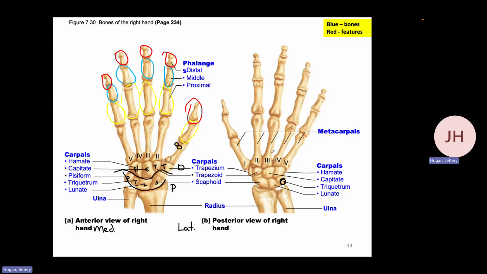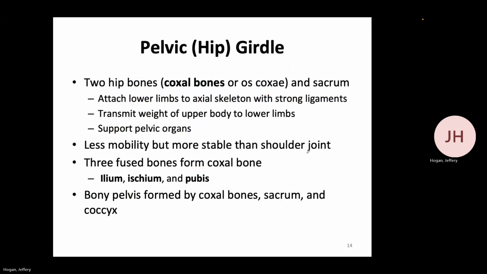Similarly, 1 through 5 works the same way. Number 1 is still the thumb, even if you're looking at it from the back. And these are still proximal and distal, proximal, middle, and distal phalanges, right? Thinking back to our bone classification, the metacarpals, 1 through 5, and all of the phalanges are classified as long bones. The carpals are classified as short bones. The radius and ulna are also classified as long bones.